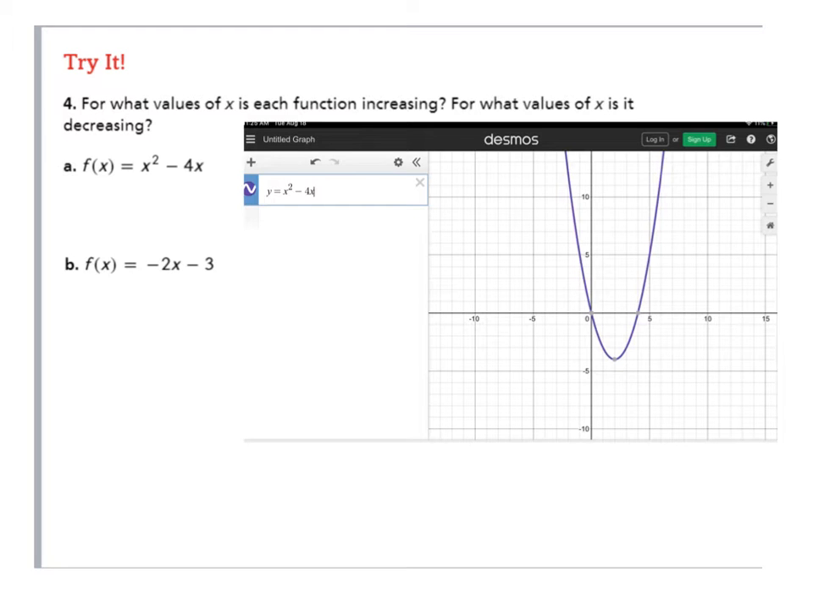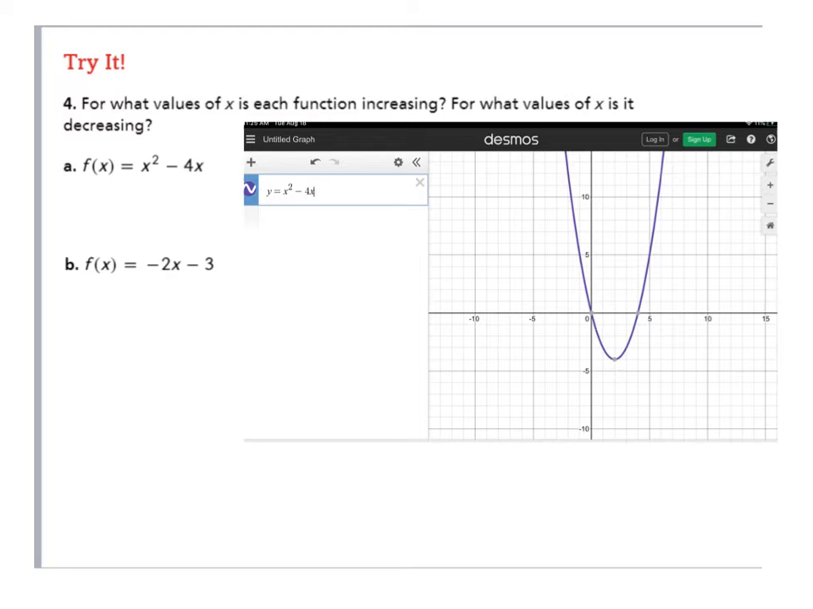All right, now we're doing Try It problem number 4 in section 1.1. And this one's talking about where the function is increasing and decreasing. And again, the best way to do this one is just by looking at the graph. So when I look at the graph, I can see that the function is going down.